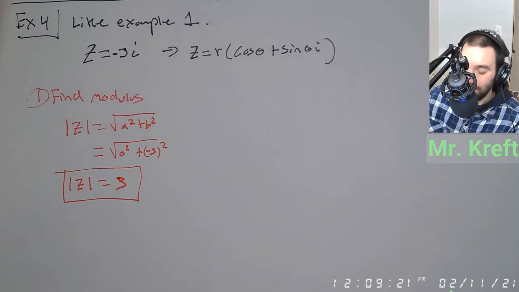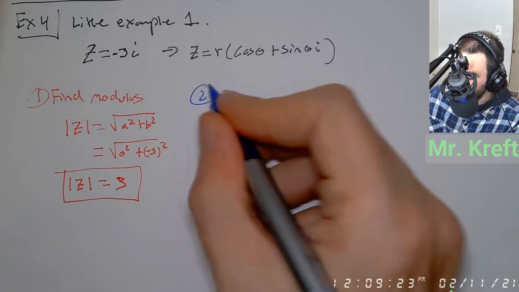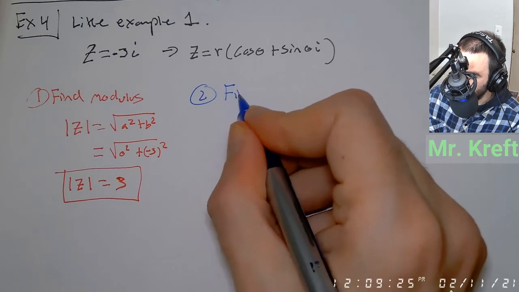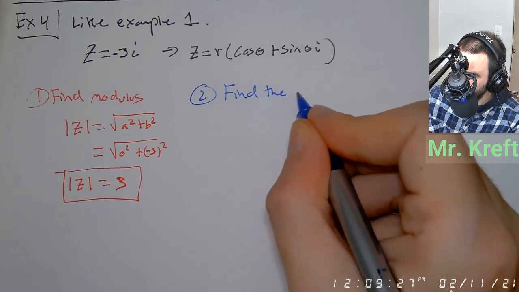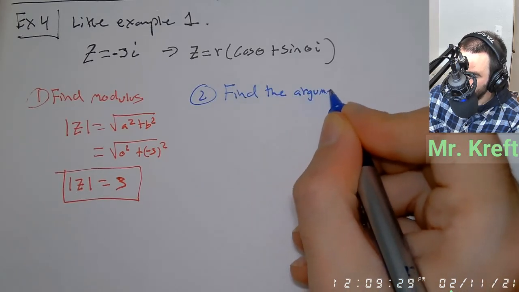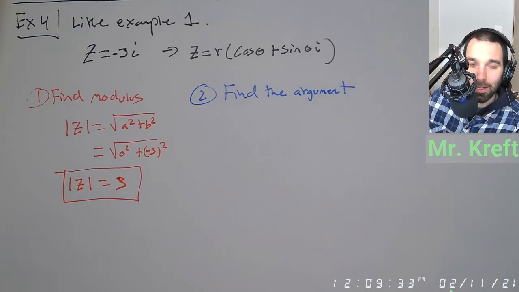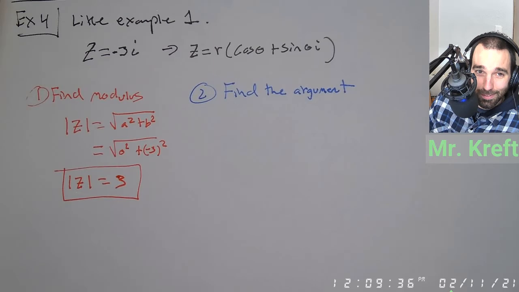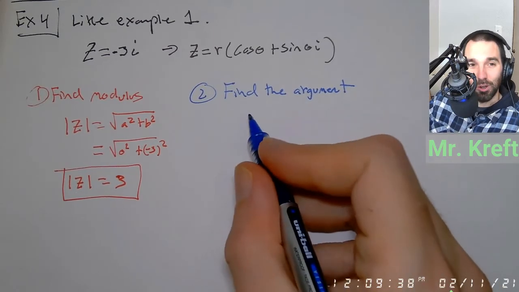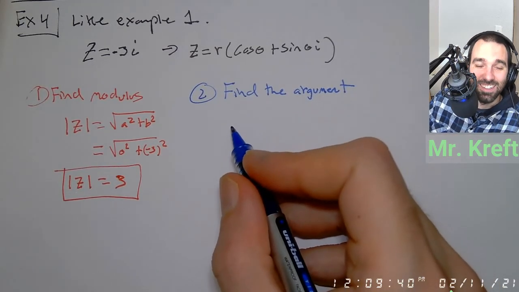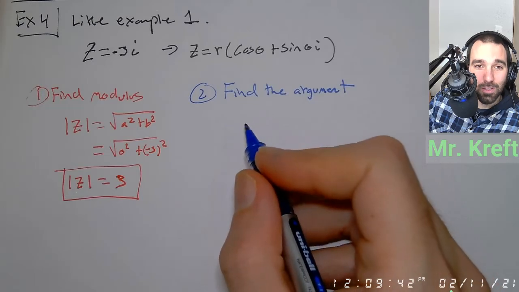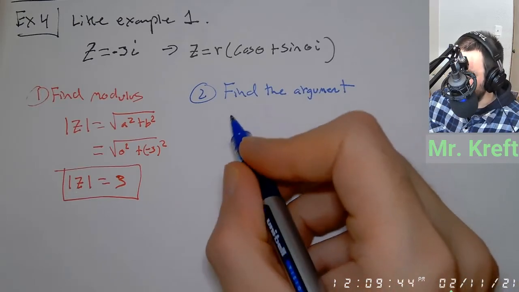Crazy, right? Almost had a heart attack. All right, here we go. So there's our modulus. Then, part 2, we're going to find the argument. Okay, some of you guys are really good at finding arguments with your parents, so you should be good at this. That was a joke.